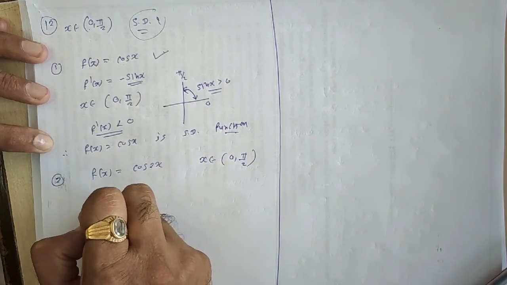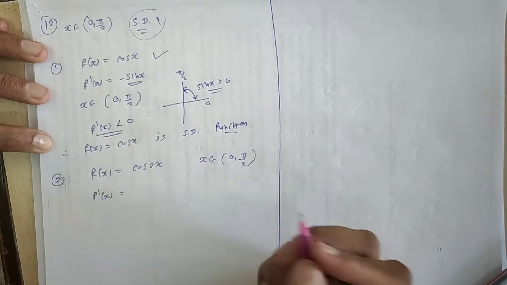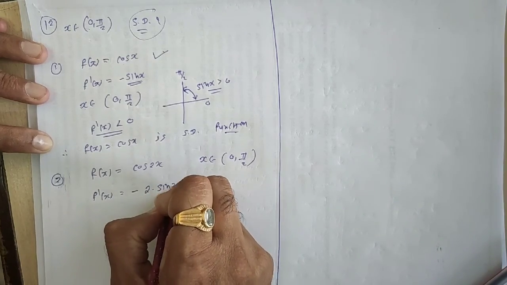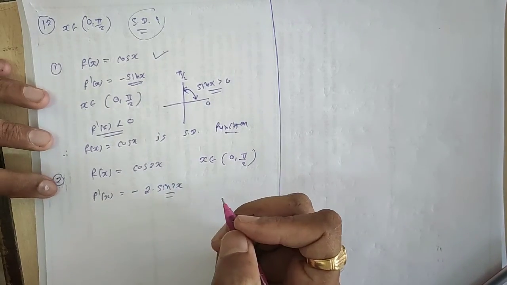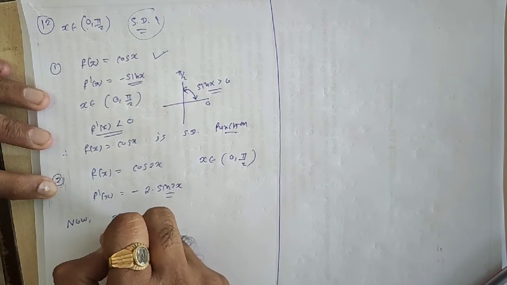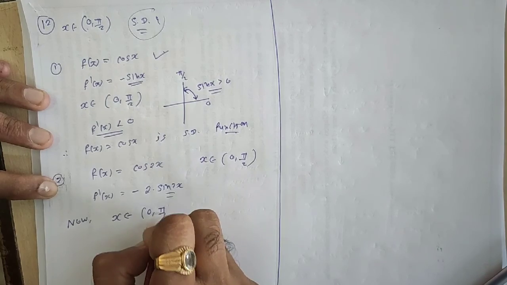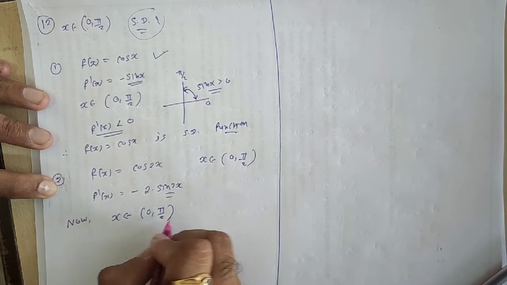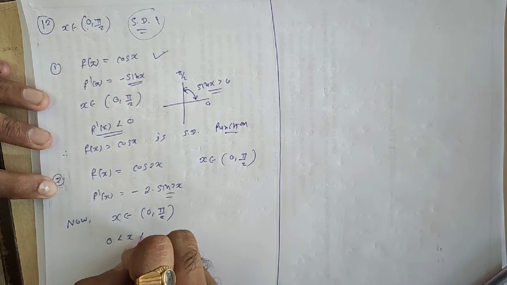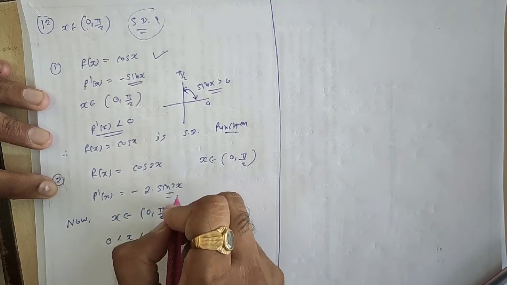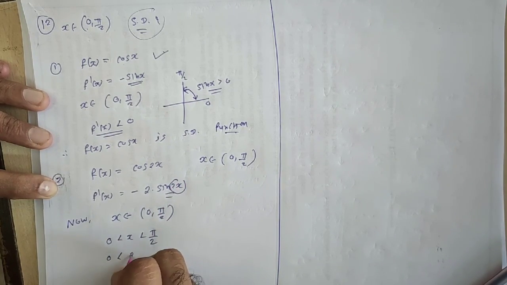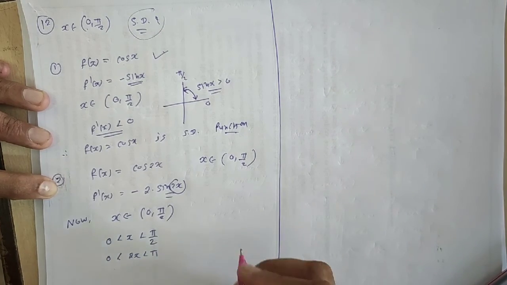So for this, let's take the first order derivative. f dash x is minus 2 into sin 2x. Done. Now what are we given? We are given that x belongs to 0 to pi by 2. What is the meaning of this? x lies in this interval, 0 less than x less than pi by 2. But here you have to check the function of 2x, so it will be like this: 0 less than 2x less than pi.